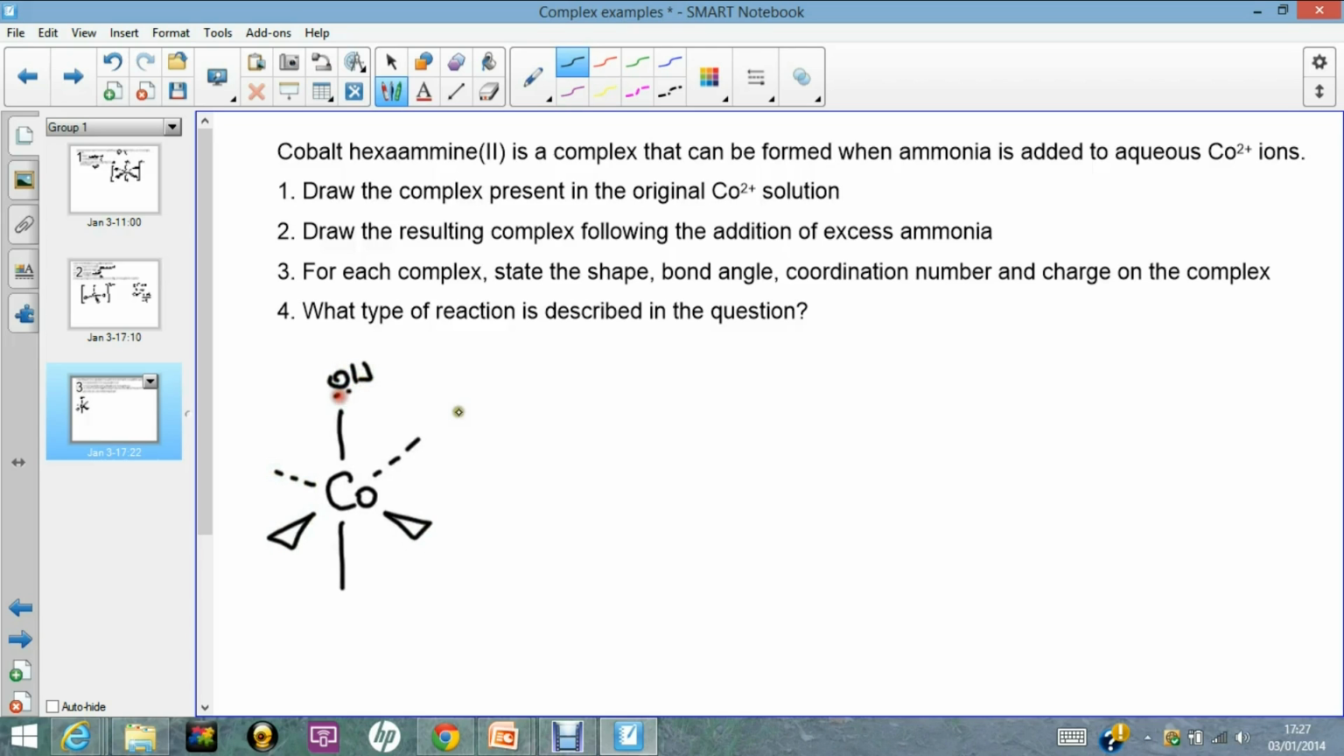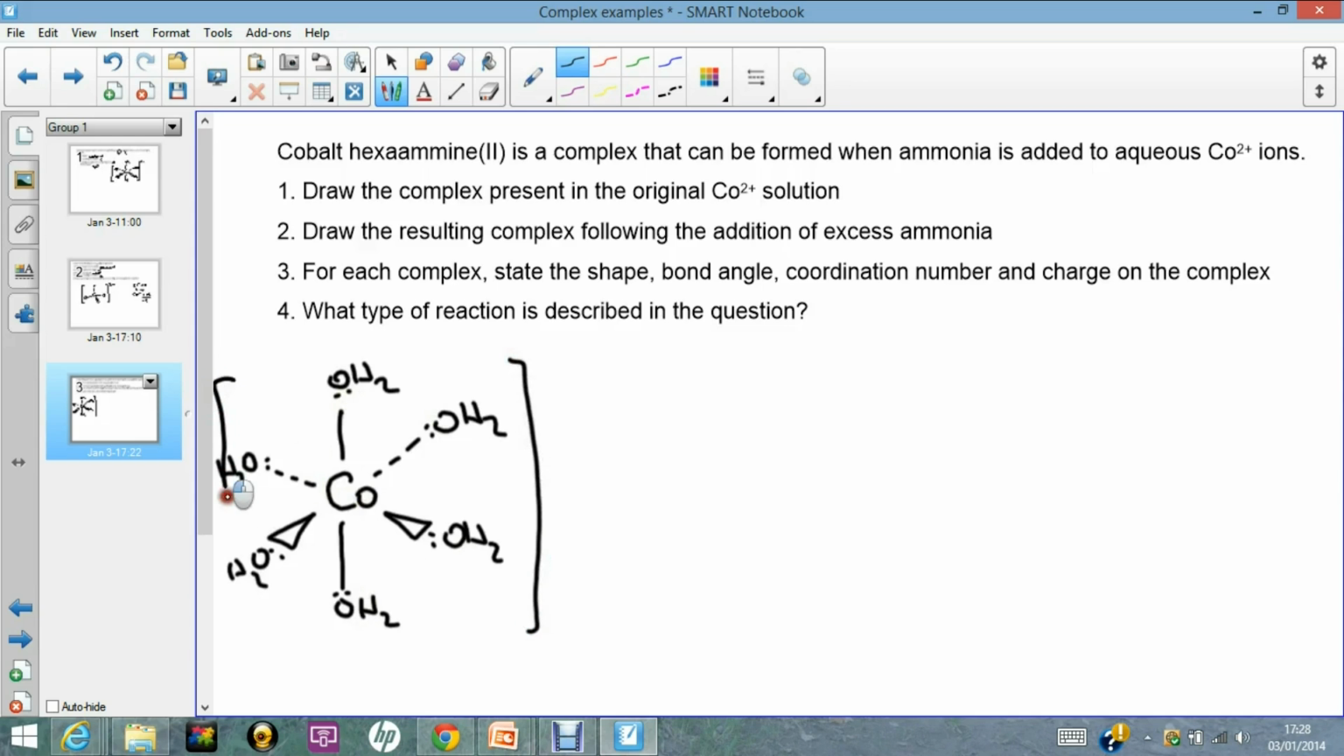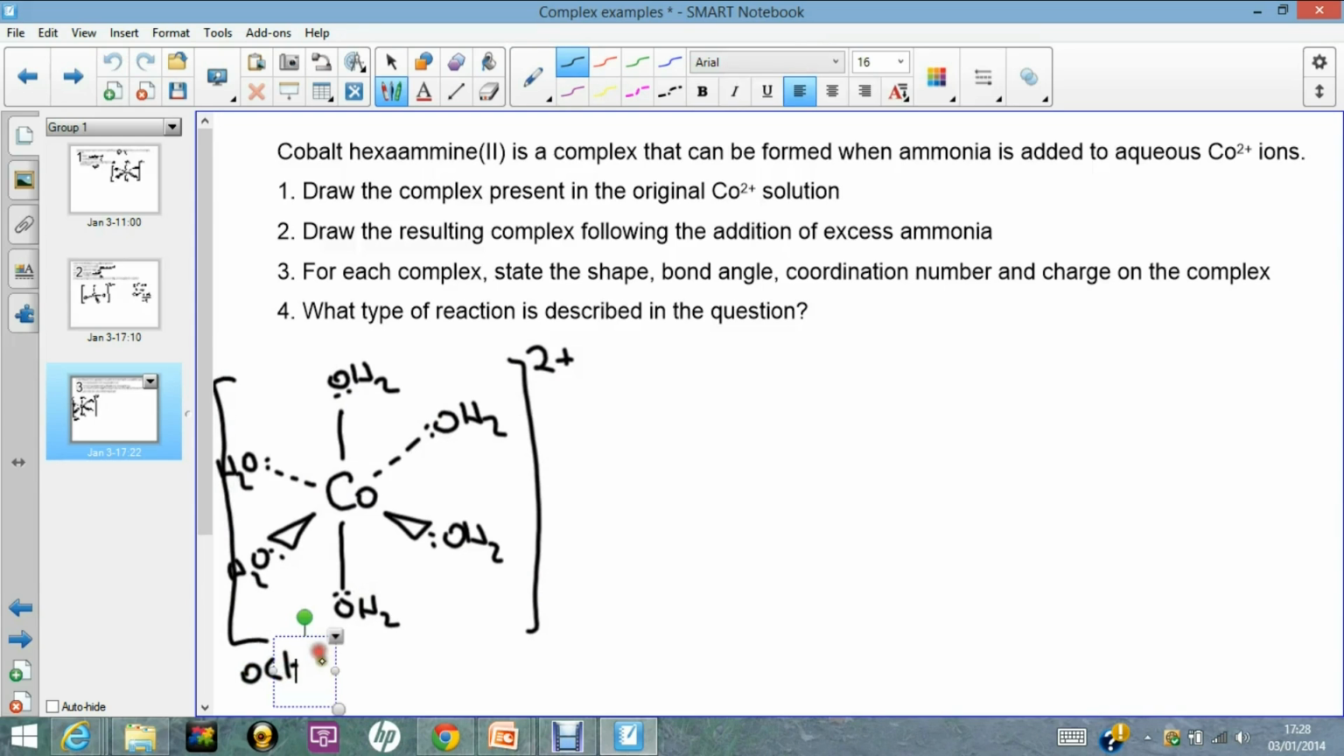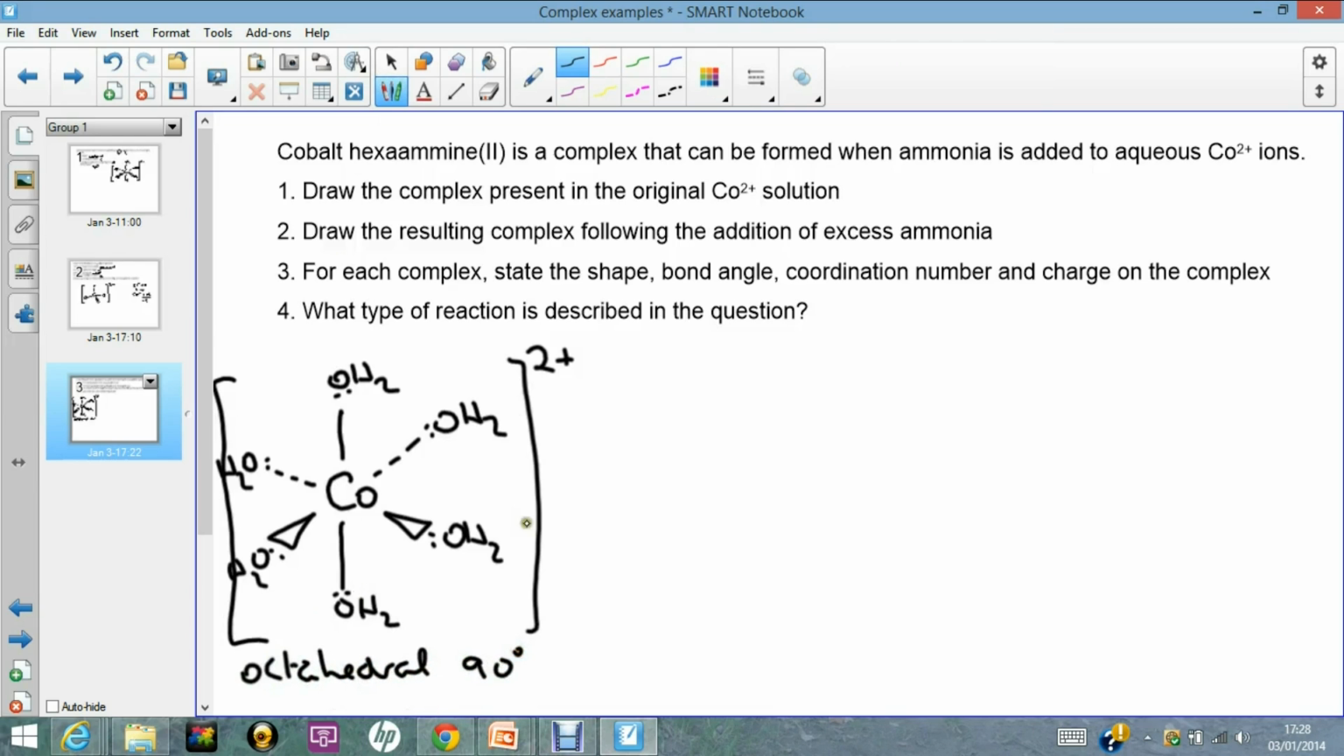So I'm going to draw my cobalt hexa-aqua ion. Might as well do the charge whilst I'm here. So I know that this is 2+. I know that water is neutral, so I'm going to put my square brackets around it and give it a 2+ charge. The shape is octahedral, and the bond angle will therefore be 90.